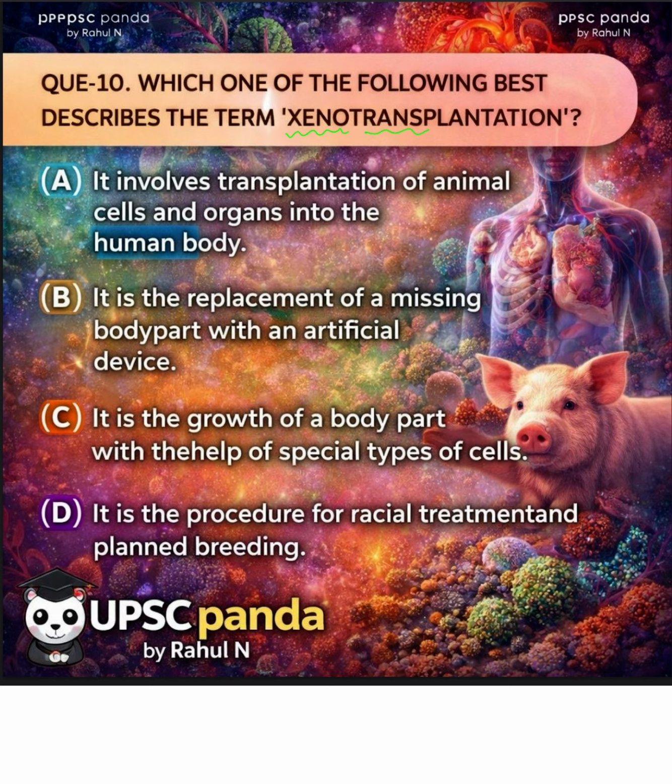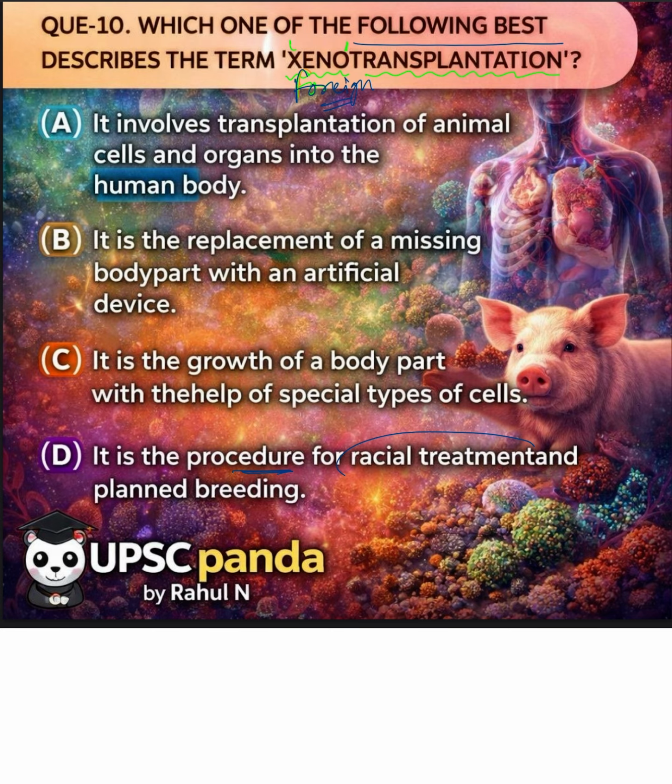We are starting from the last one. It is the procedure for racial treatment and plant breeding. You have to just transplant, you have to change something, from the entire body or a particular equipment, you have to change just one part. So plant breeding is not the case. So this is the wrong statement. It is the growth of a body part. We do not have to grow the body part. We are not creating the body part.